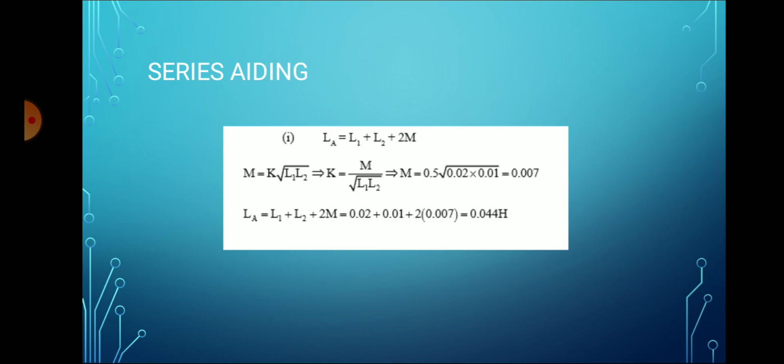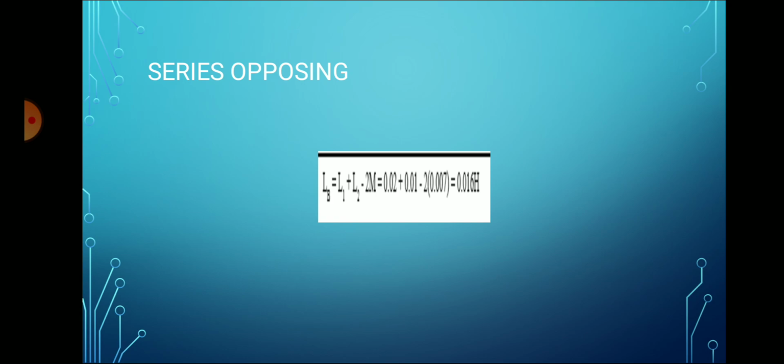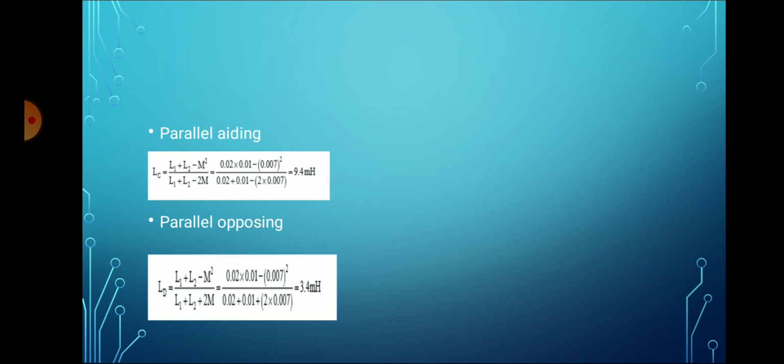The value is 0.007. In series aiding, we know the formula L1 plus L2 plus 2M. Substituting the values, we get the answer 0.044 Henry. In series opposing, we know the formula L1 plus L2 minus 2M. Substituting the values, we get the answer 0.016 Henry. In parallel aiding, the answer is 9.4 millihenry. In parallel opposing, the value is 3.4 millihenry.